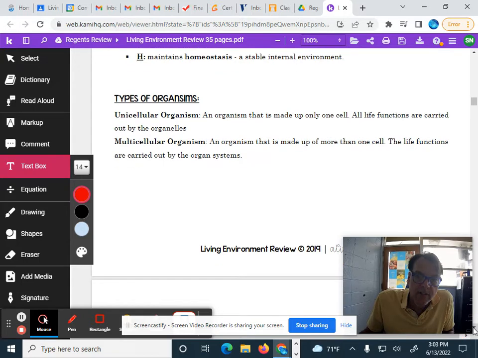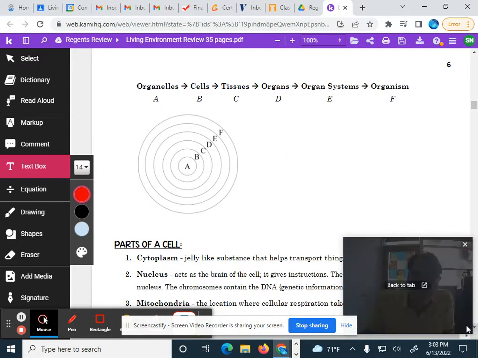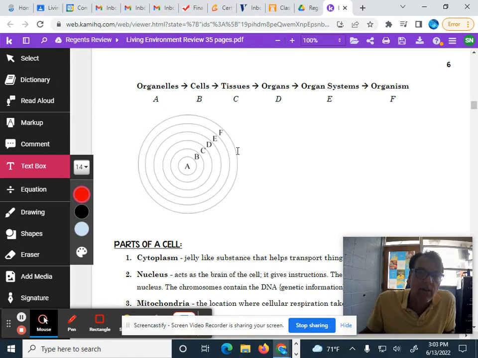Okay, unicellular: single-celled. Multicellular: many-celled. This is a very important graphic talking about the levels of organization. If organelles are the smallest in the middle, they are inside cells. A group of cells that work together are tissues. A group of tissues that work together are organs. A group of organs that work together are organ systems. And finally, you have a large multicellular organism. In some shape or form, you're going to get these kinds of graphics.